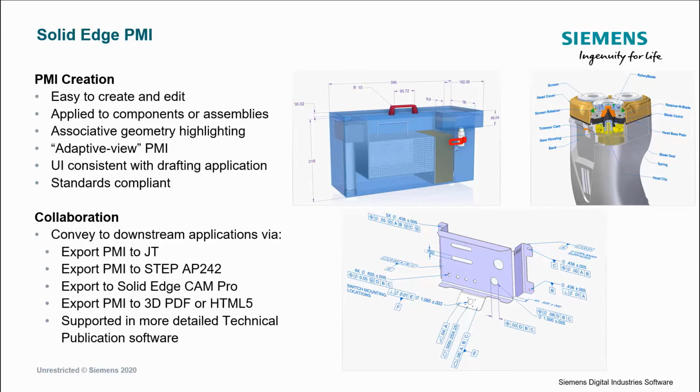Other options to export PMI with the CAD model include JT and STEP AP242. In a few moments, we will demonstrate some ways that this information can be captured automatically during the design modeling phase.